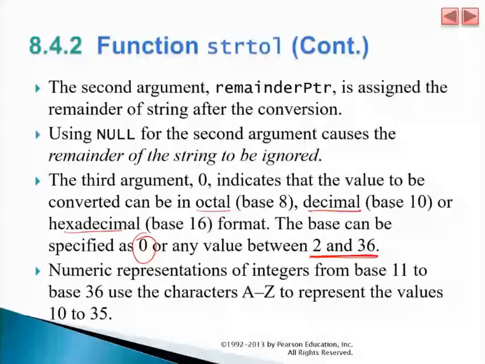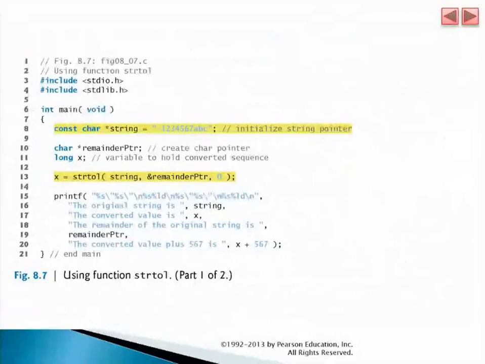Okay, so let's see the program. Now this string is pointing to this string. We again make one pointer. Now we have to make a long variable. We call this function with the 0 argument. The string will still point to this line. First we will print this line, the original string is a string, and this line will get printed.